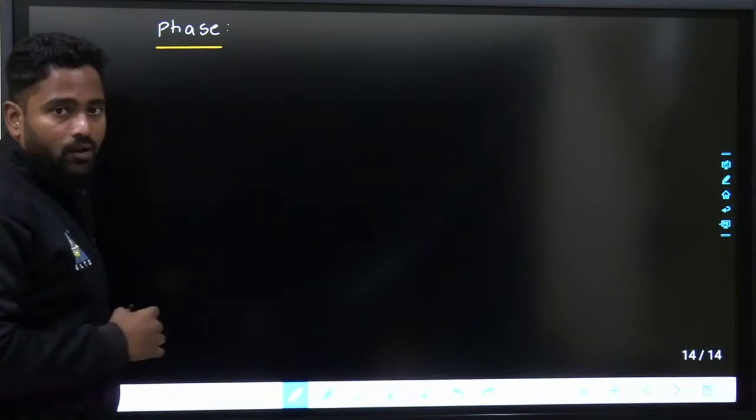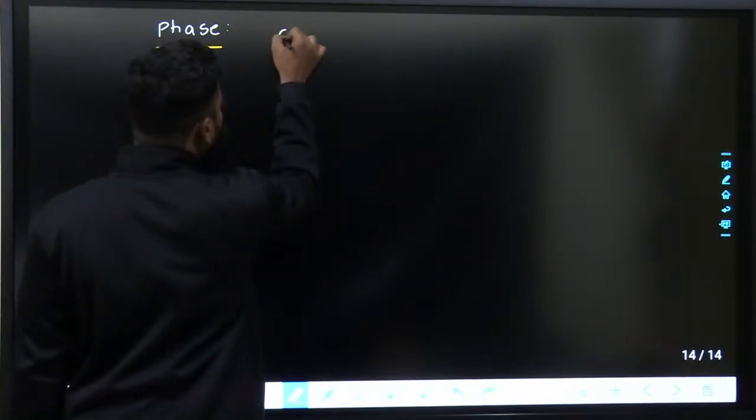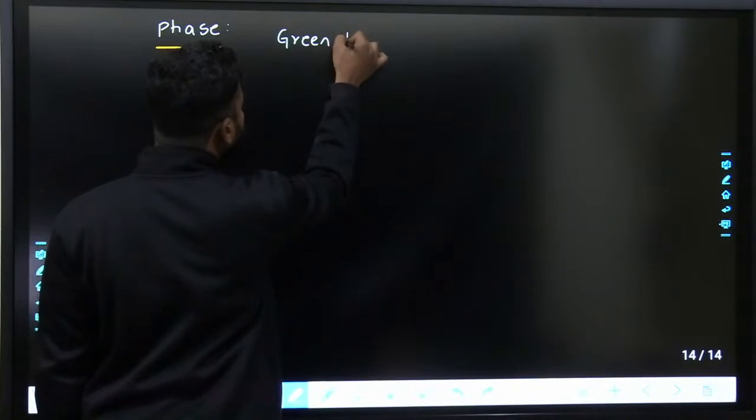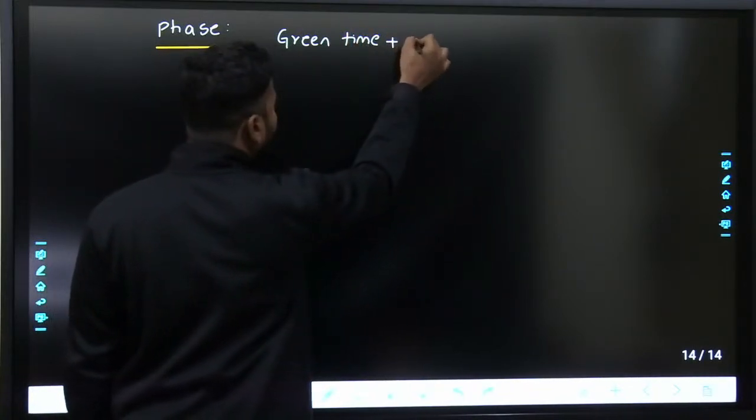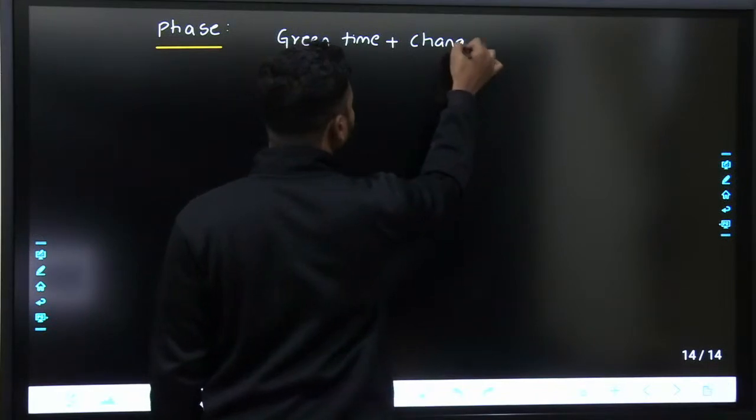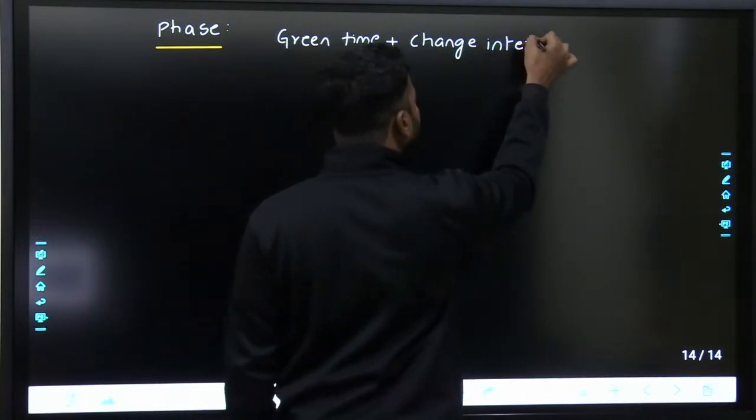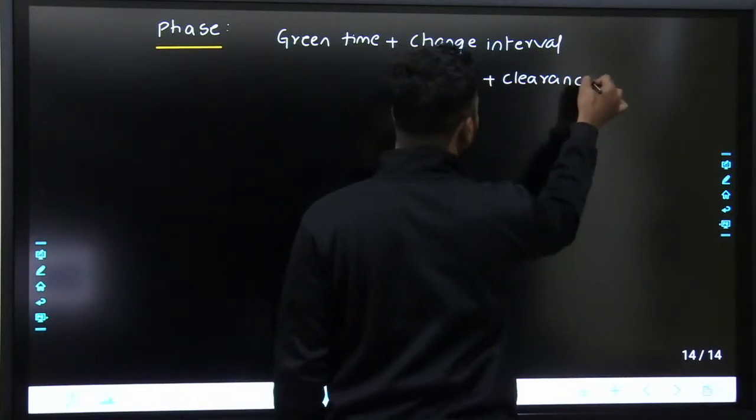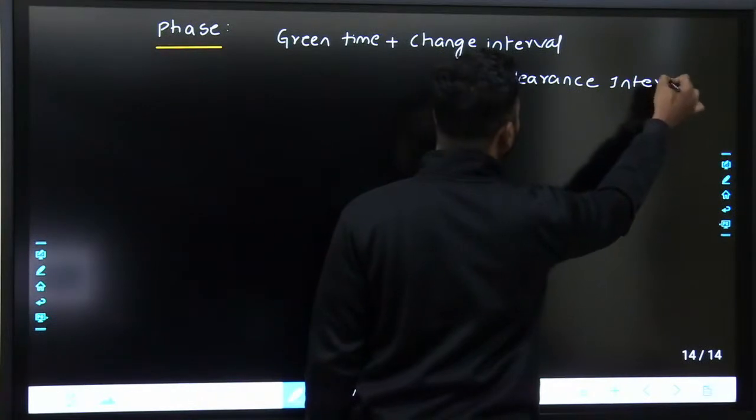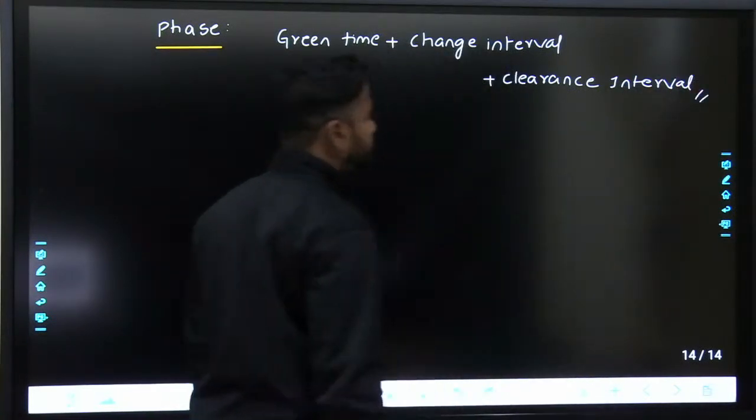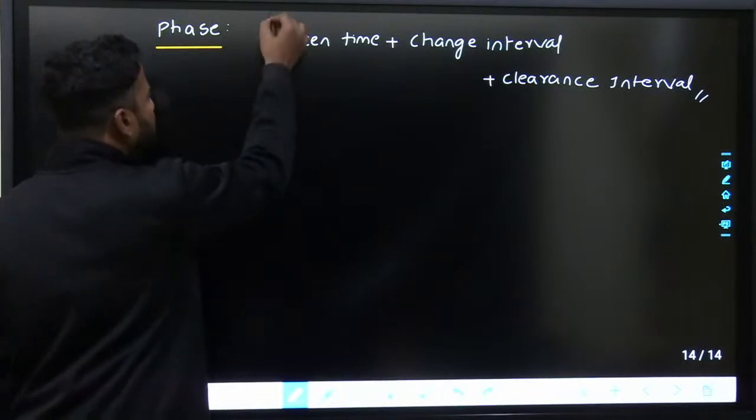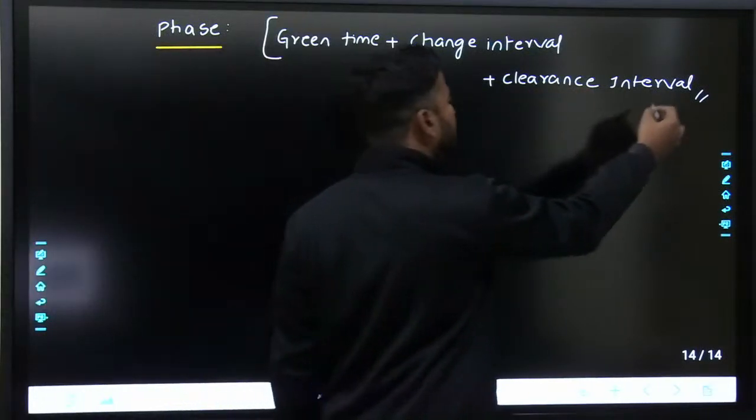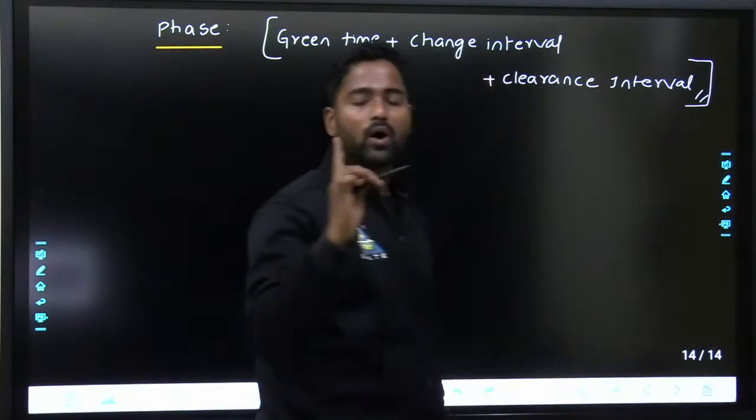In basic simple words, I am not giving any definition here. In a basic simple word, how I can define a phase is green time plus change interval plus clearance interval. Very simple. Green time plus change interval plus clearance interval is considered as one phase.